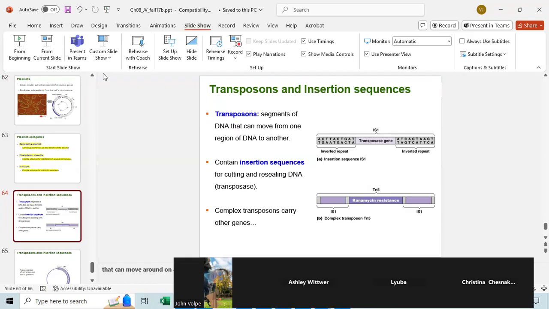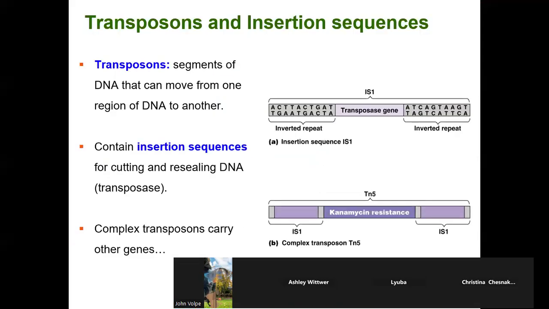A complex transposon always has a complete transposon on one side and then another complete transposon on the other side. So this transposon actually has two transposase genes, this one right here and that one right there. And then it has two inverted repeats, or I should say two pairs of inverted repeats. This inverted repeat here and there, and then this inverted repeat there and this one there.